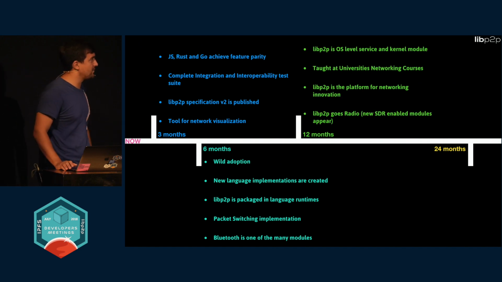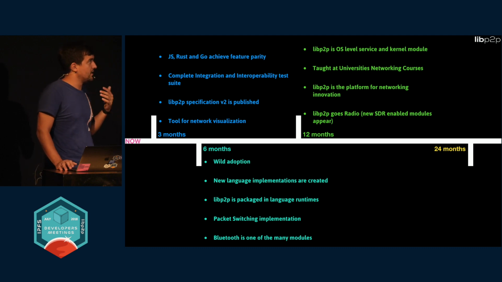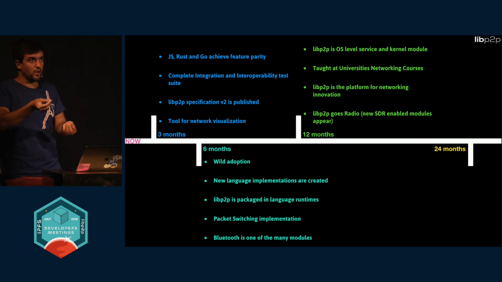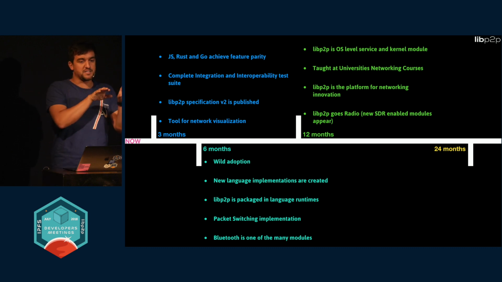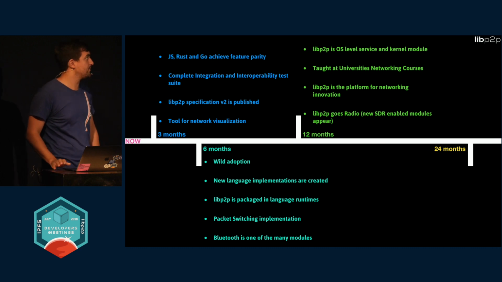In 12 months' time, it would be ideal to have an OS-level service or a kernel module, something that, instead of requiring users to think about how to manage a peer-to-peer node in each of their apps, just runs on the OS, and then each application can request an ID on the peer-to-peer network, and so you save a lot of resources through that.